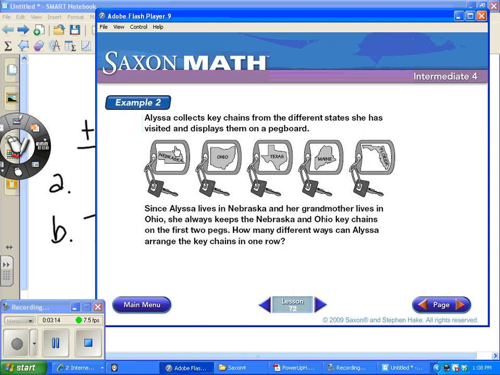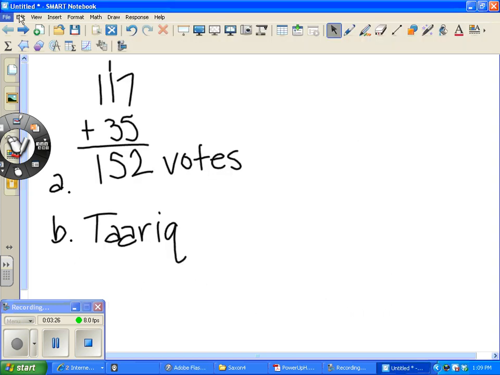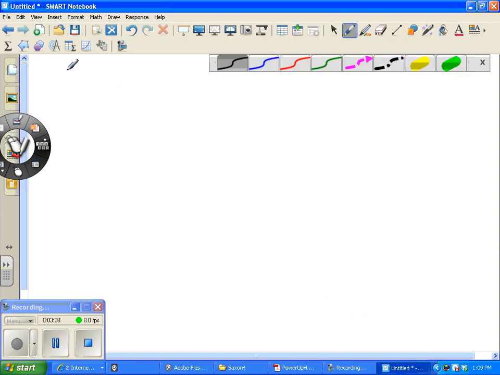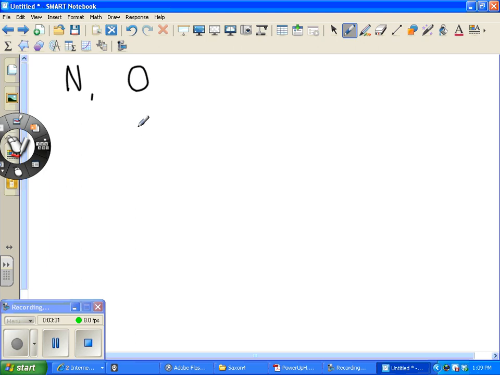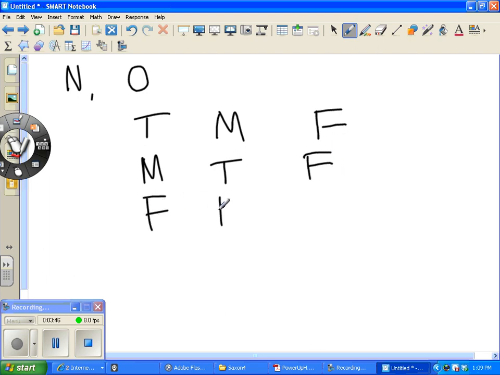So let's pretend that Nebraska is going to be first, okay, and then Ohio. That's the first part that we're going to assume. Then we're just working with Texas, Maine, and Florida. So that simplifies the problem just a little bit. If we have Nebraska first and then Ohio, then we're working with Texas, Maine, and Florida. And we can have them in this order. Or we could have Maine, and then Texas, and then Florida. Or we could have Florida, and Texas, and Maine.